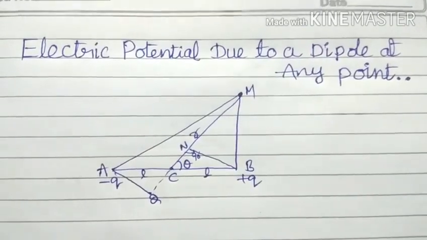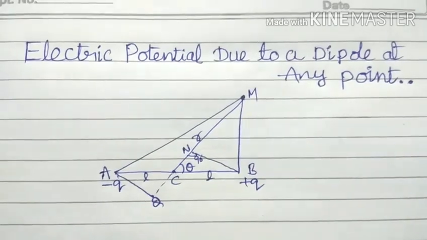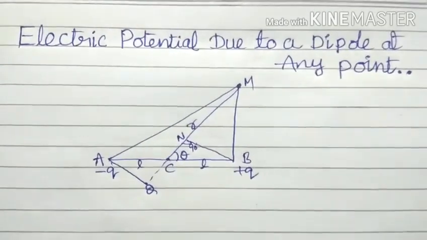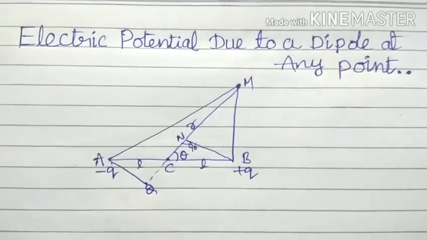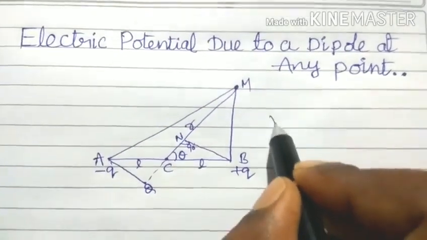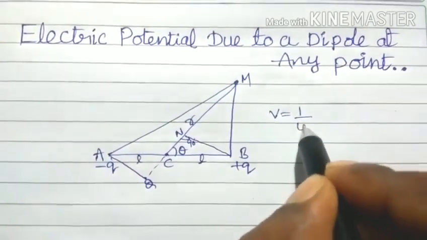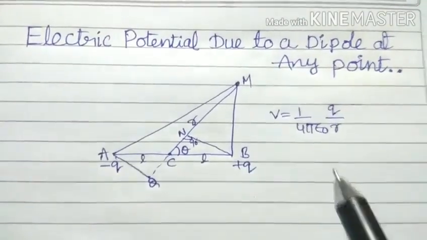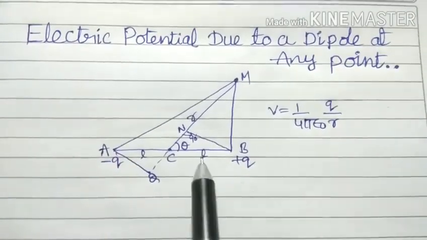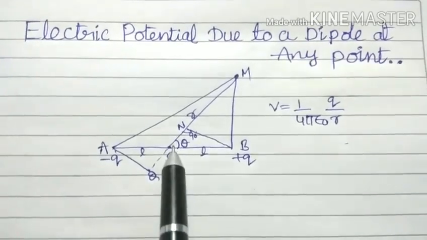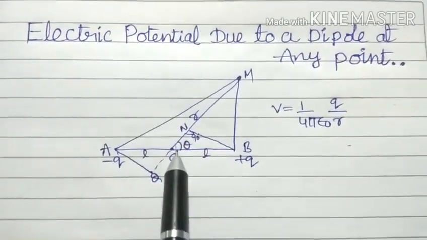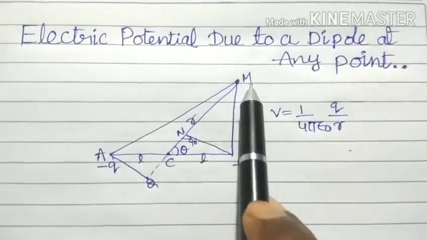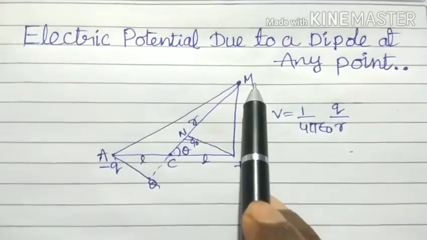Good morning, students. Today I need to explain electric potential due to a dipole at any point. The basic equation for electric potential of a point charge is V equals 1 by 4 pi epsilon naught, Q by R. But here the point will not be on the axial line and it will not be on the equatorial line. It will be placed at any point. That point is named M.